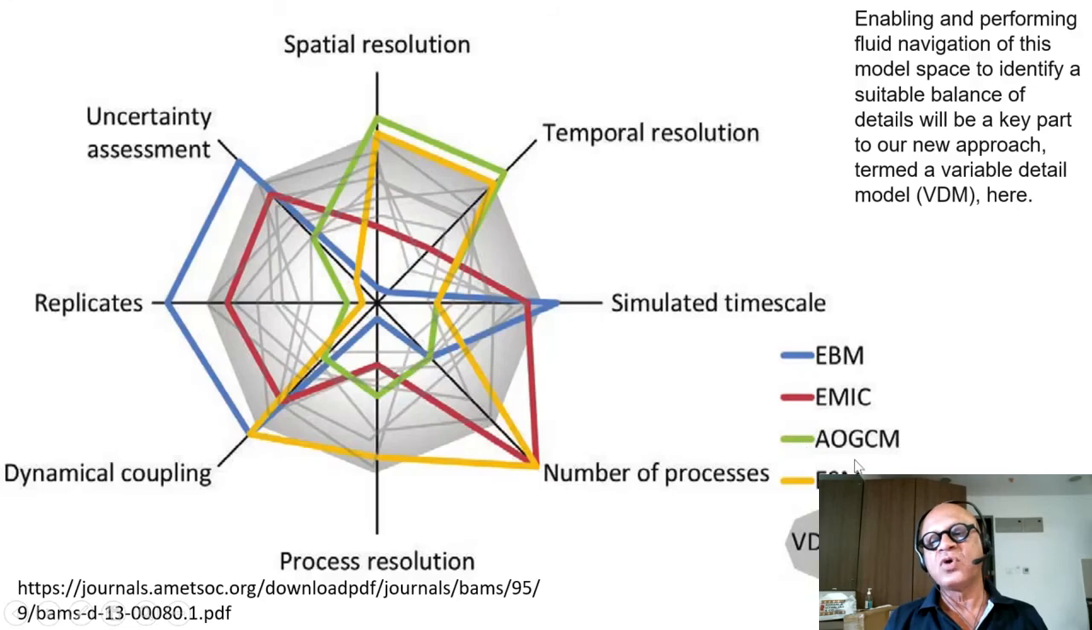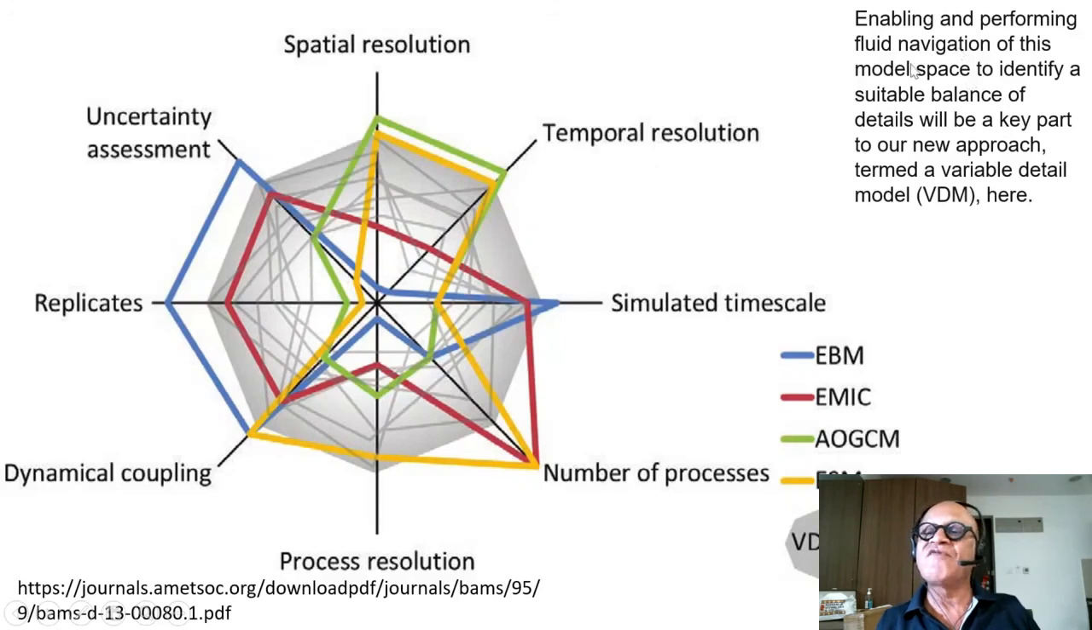There are atmosphere and ocean general circulation models, and Earth system models. This paper argues that you can make a choice on resolution in space and time, the time scale to be simulated, transient or pieces of the past climate, the number of processes you want to include, dynamic coupling between ocean, atmosphere, atmosphere and land, atmosphere and glaciers, and replicates, the number of cases you want to make, the uncertainty assessment you want to make, and so on.